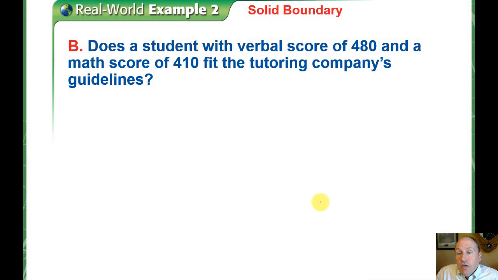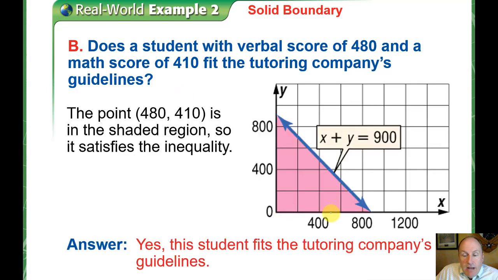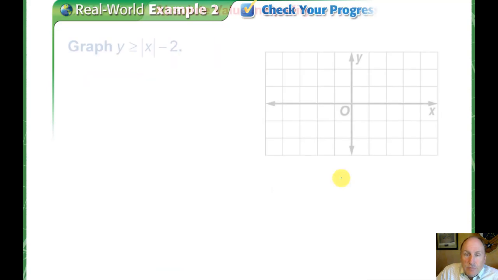So does a student who gets a verbal score of 480 and a math score of 410 fit the tutoring company's guidelines? Well, let's plot the point 480, 410 and see what happens. So if I go 480 on the x-axis, which is about here, and then I go up 410 to about this point right here, that point is barely in the shaded region, but it is. So this student does fit the tutoring company's profile.